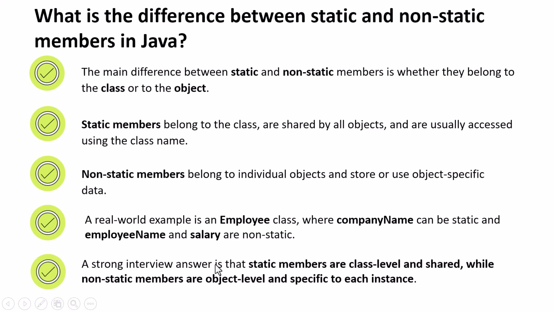Another important interview point is access. A static method cannot directly access non-static members because non-static members require an object, but a non-static method can access both static and non-static members because it works through an object reference. So the best interview answer is this. Static members belong to the class and are shared by all objects, while non-static members belong to individual objects and store or operate on object-specific state.